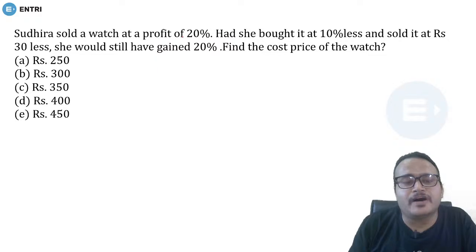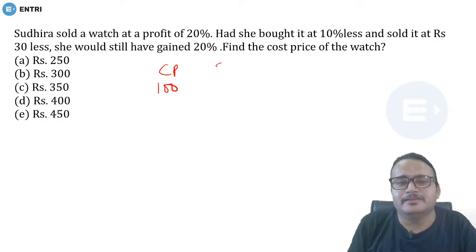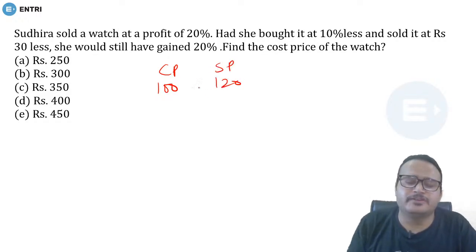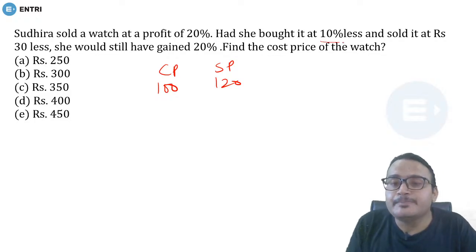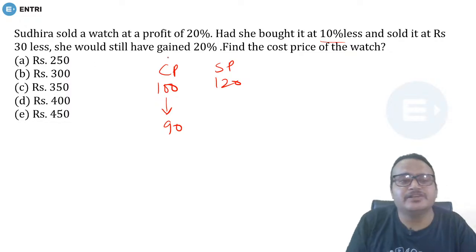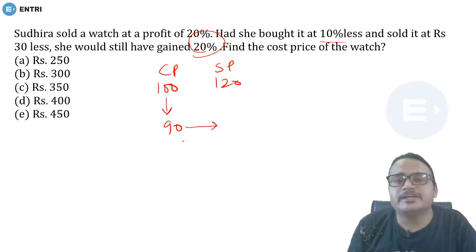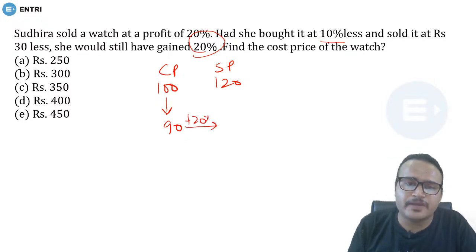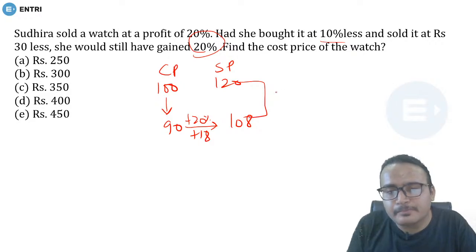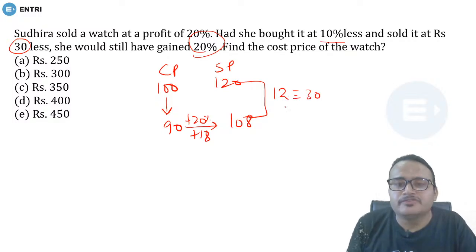So Sudhira sold a watch at a profit of 20%. So guys, if the cost price of that watch is 100, then the selling price of that watch will be 120. Obviously 20% more than this. Had she bought it 10% less, that means this time the CP of that watch is 90, and sold it at rupees 30 less, then she would still have gained 20%. So if there's a gain of 20%, that means 20% of 90 will be 18, so this will be 108. So the difference of this will be what? 12 obviously, and this 12 is representing what? 30.